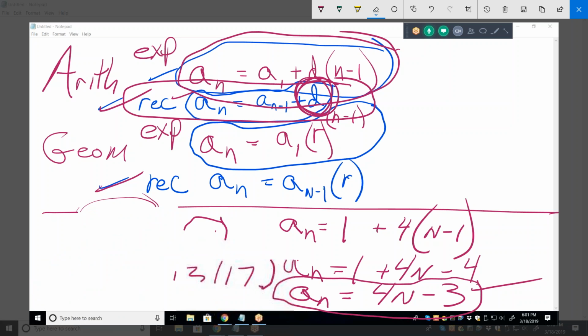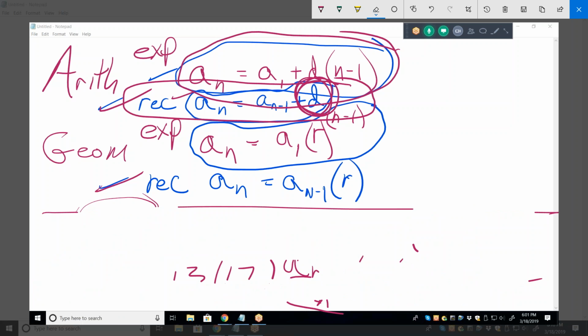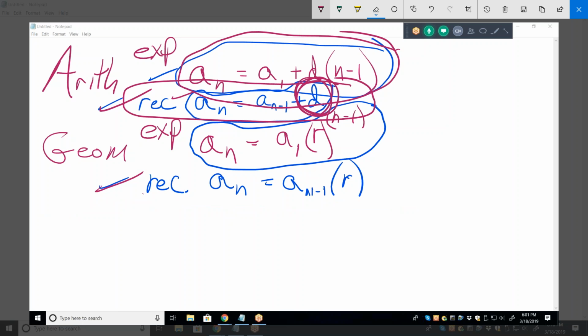Okay, what's another one? I'm going to leave all that information up there because it's going to be useful. Okay, I have, let's see, a sub 1 equals 10, and then a sub n equals 3a sub n minus 1. Like that? Yes.